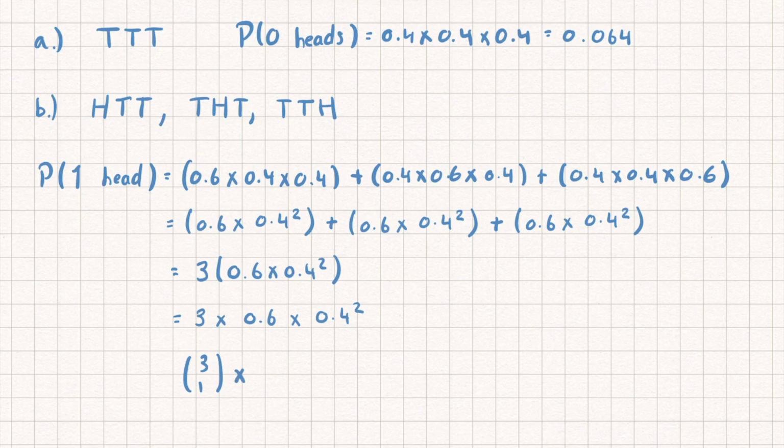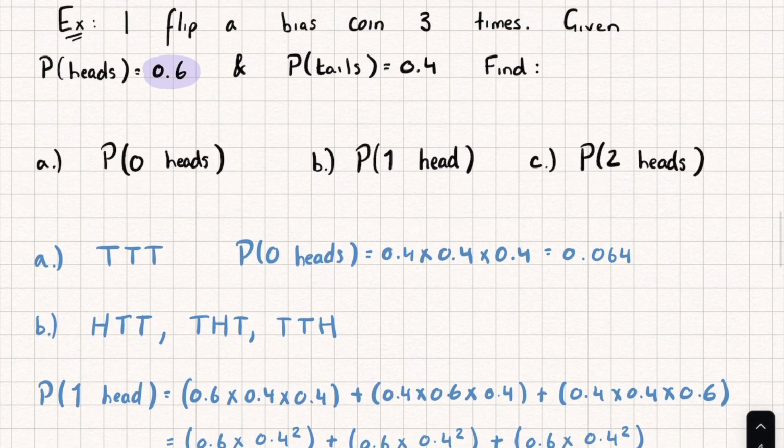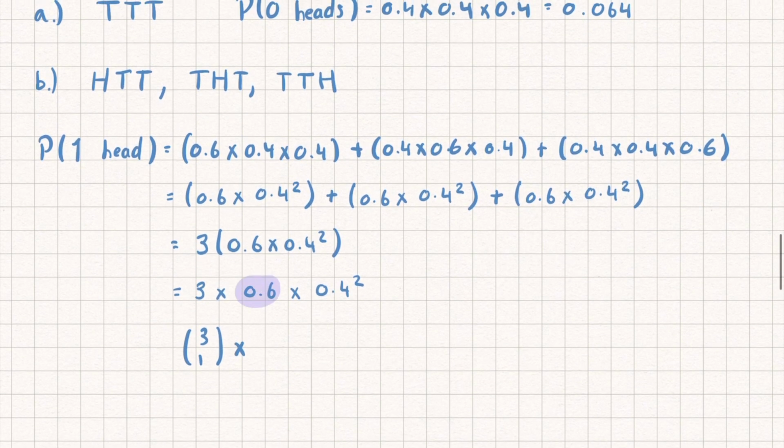I'm then multiplying it by what we would call the probability of success. So a success would be getting the heads, because that's what I want. So the probability of a success, well, the probability of getting heads was 0.6. So that's where this 0.6 is coming from.